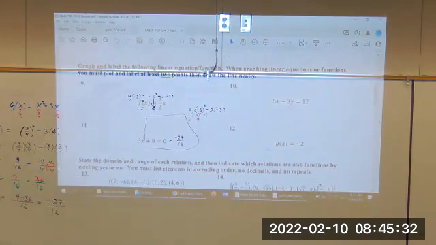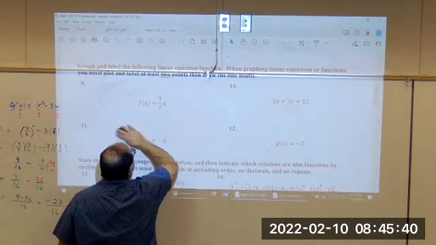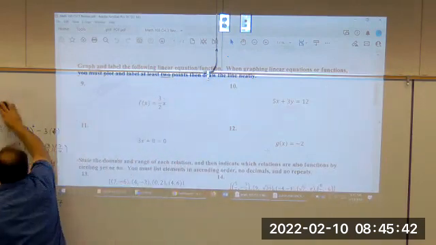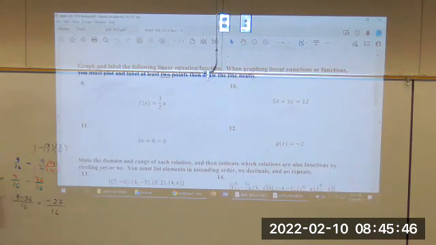Recognize, so we're graphing linear equations, lines. We know it's going to be a line, so we hope to get y equals mx plus b. That means we want to solve for y if it's possible.